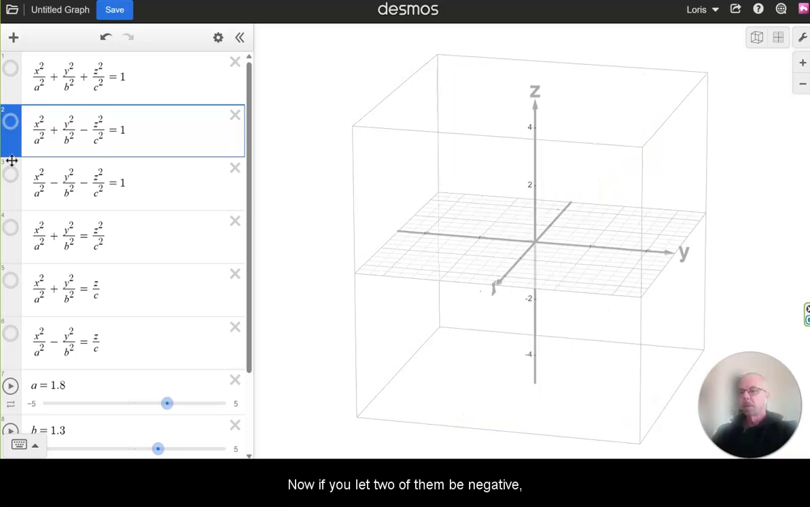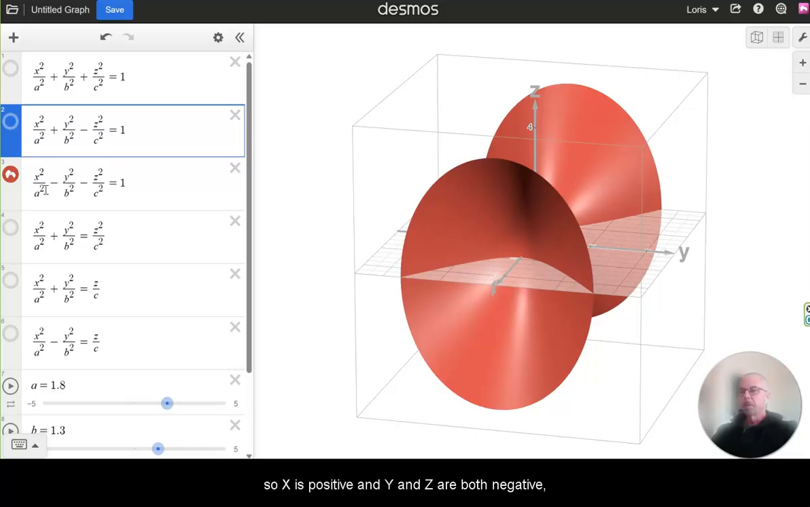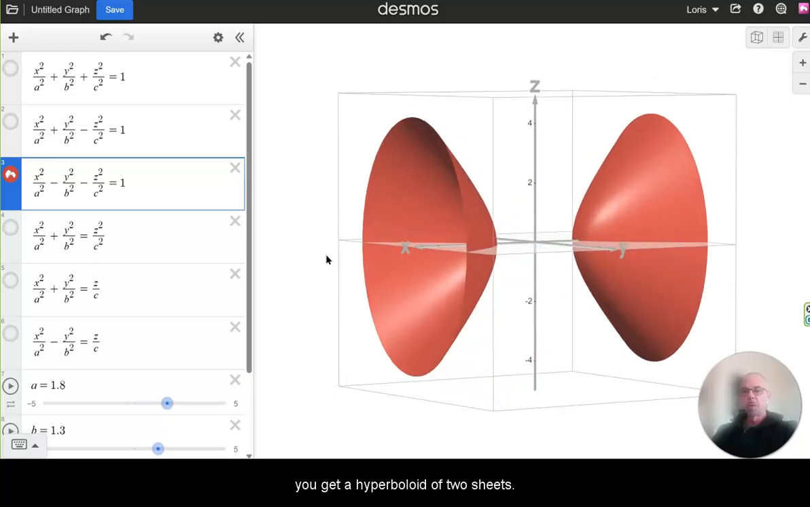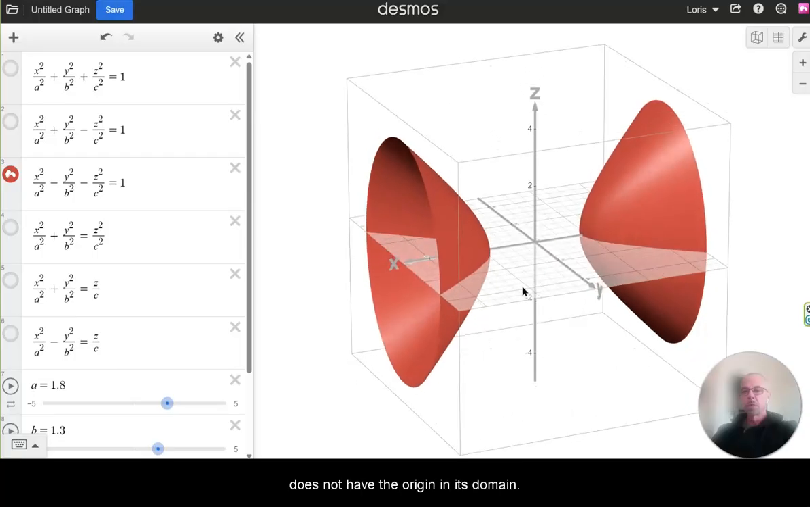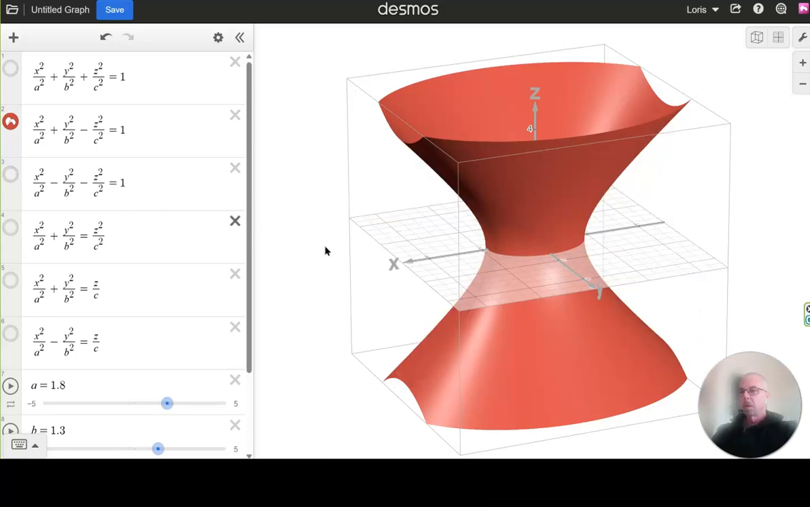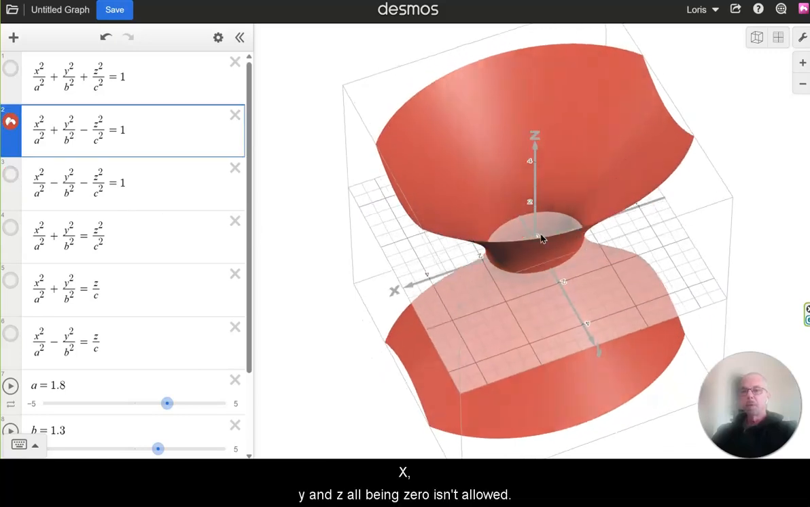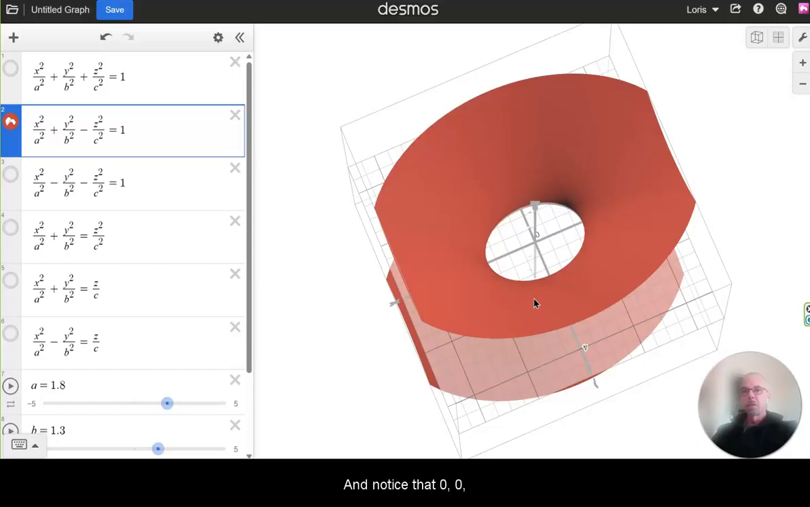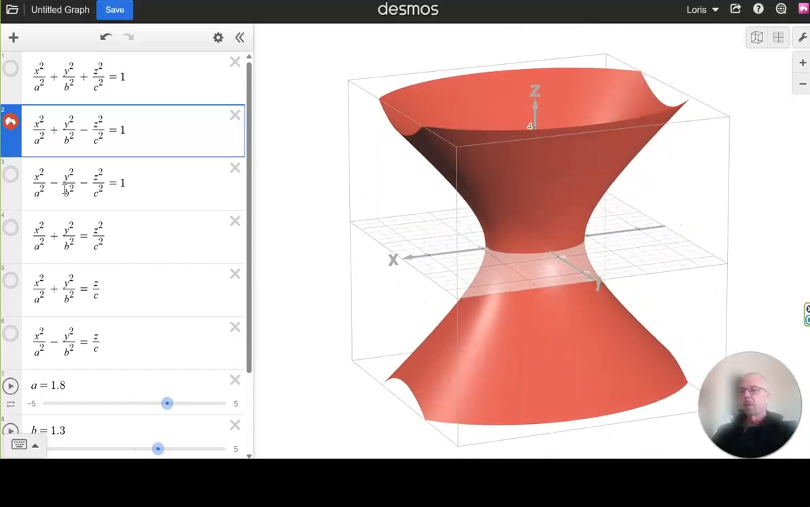Now, if you let two of them be negative, so x is positive and y and z are both negative, you get a hyperboloid of two sheets. This one, if you notice, does not have the origin in its domain. This is because if you let x, y, and z all be 0 at the same time, you get 0 equals 1, which is not possible. The same thing was true, actually, of the previous one. X, y, and z all being 0 isn't allowed, and notice that 0, 0, 0 is not in the domain.